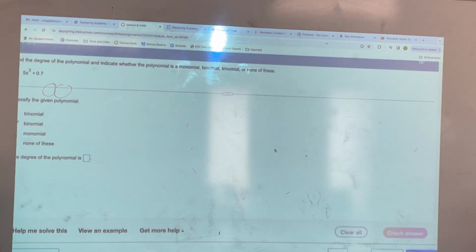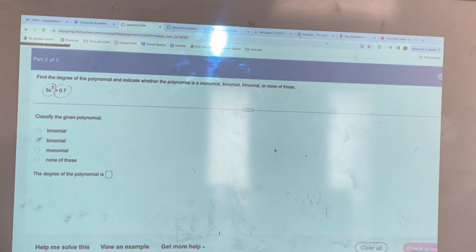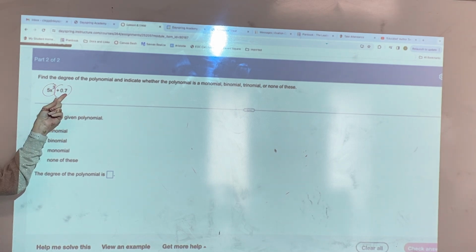Now it wants the degree. What's the degree of this term? 3, right? What's the degree of this term? Nope. 0. It's a constant. So the higher one is 3, so the degree is 3.